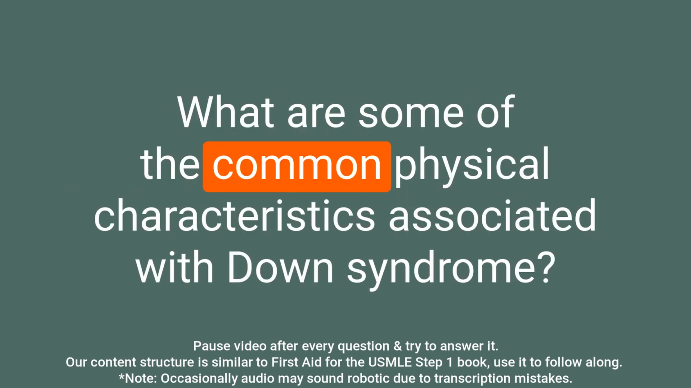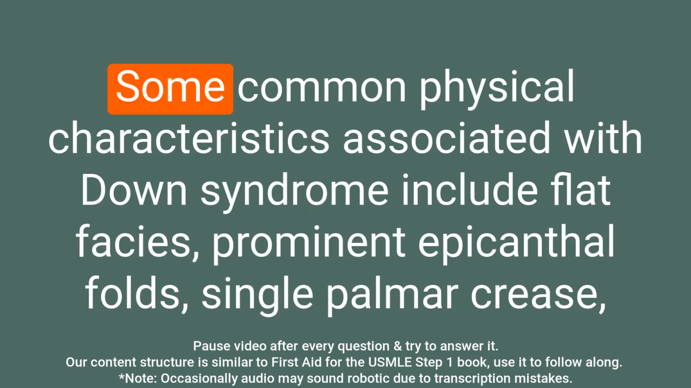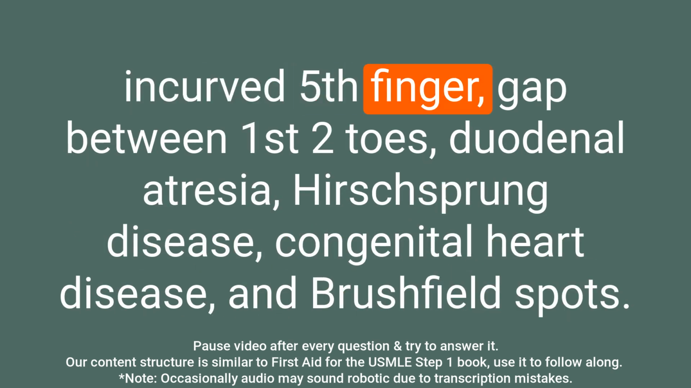Question: What are some of the common physical characteristics associated with Down syndrome? Answer: Some common physical characteristics associated with Down syndrome include flat facies, prominent epicanthal folds, single palmar crease, incurved fifth finger, gap between first two toes, duodenal atresia, Hirschsprung disease, congenital heart disease, and Brushfield spots.